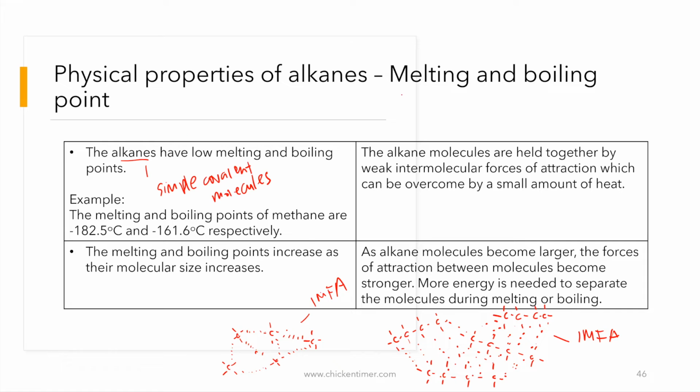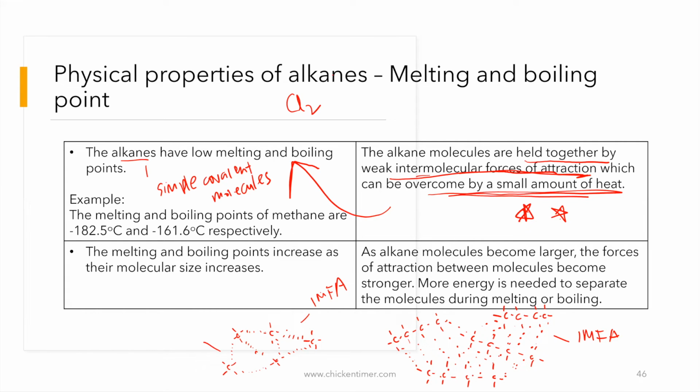So first one, because in methane, there are intermolecular forces of attraction, but these are relatively little and weak. So they are held together by weak intermolecular forces of attraction. Then they can be overcome by small amounts of heat. So you have low melting and boiling point. If they ask for why alkanes have low melting boiling point, give them this, which is also very similar to why chlorine has low melting boiling point.